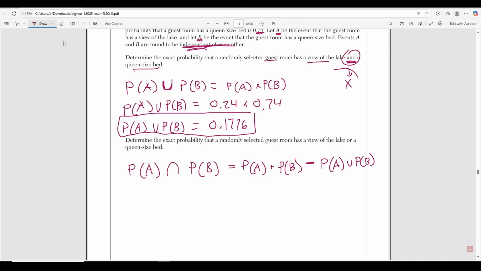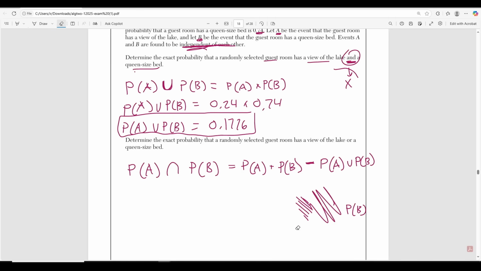Another way to think about this is to draw the Venn diagram, right? If this is the probability of A, and this is the probability of B, this is the probability of A and B, right? But if I add the probability of A and B, I'm adding this middle part twice, so I have to subtract it, right? That's another way of thinking about this.